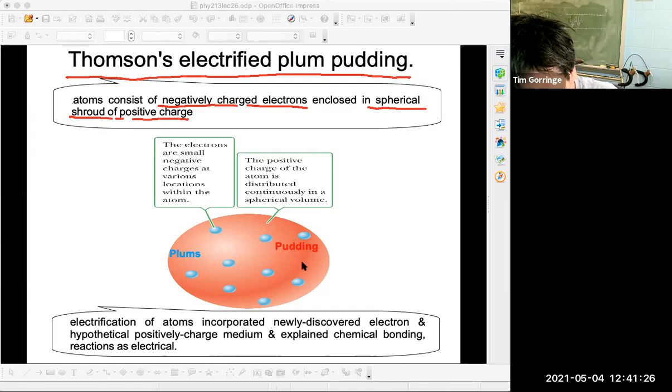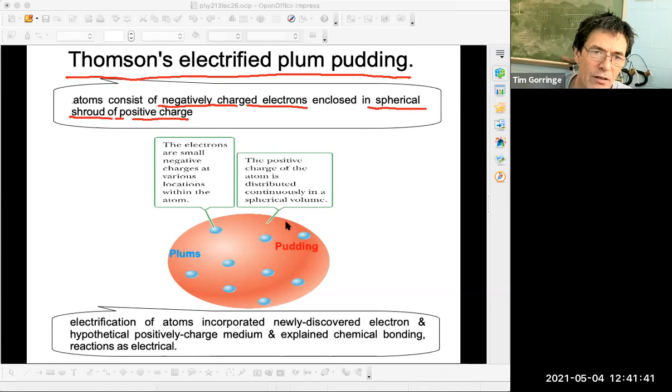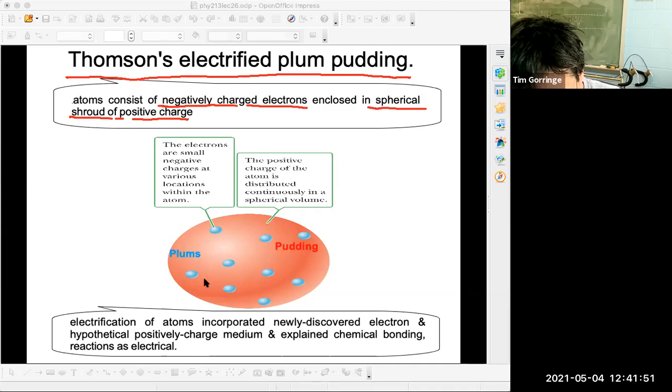And then in red here, that's the hypothetical positive charge of the atom. And so if you look at this picture, maybe nowadays we wouldn't call it a plum pudding model of the atom. Maybe we'd call it a blueberry muffin picture of the atom. So the blueberries here are the negative charges, and they're small points or dots inside the atom.